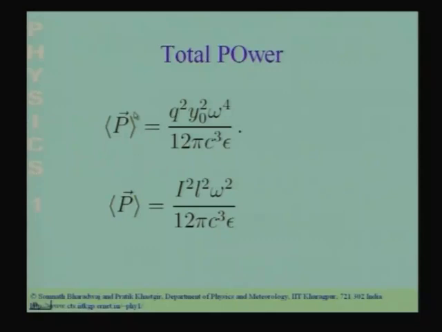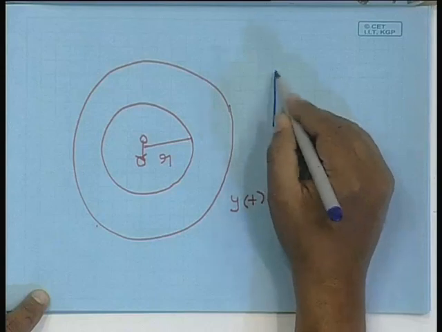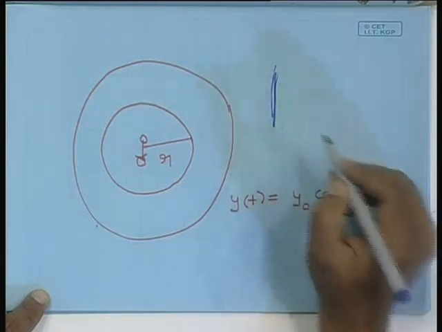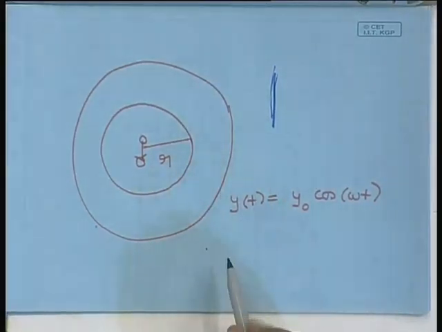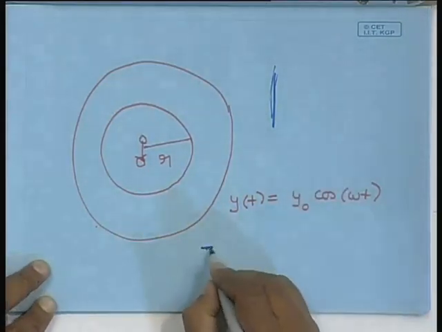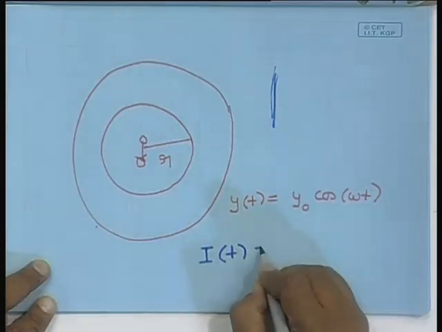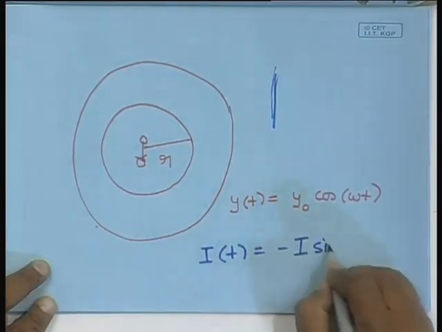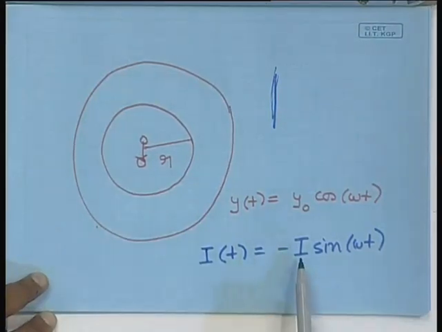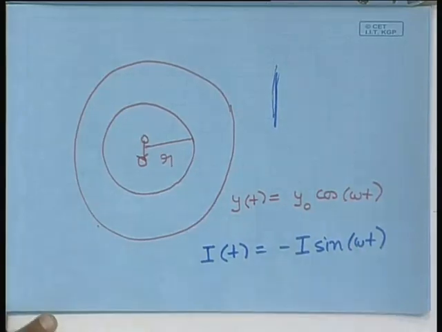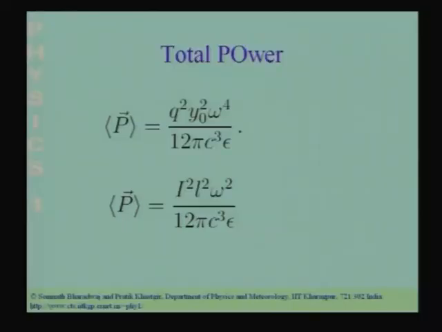Now, we could also express the total power that is emitted in terms of the current. If I have this charged particle going up and down this dipole, then there will be a current. So, if I express the total power which is radiated out in terms of the magnitude of the current, like this, and the angular frequency omega, then the expression for the power assumes this form shown over here.